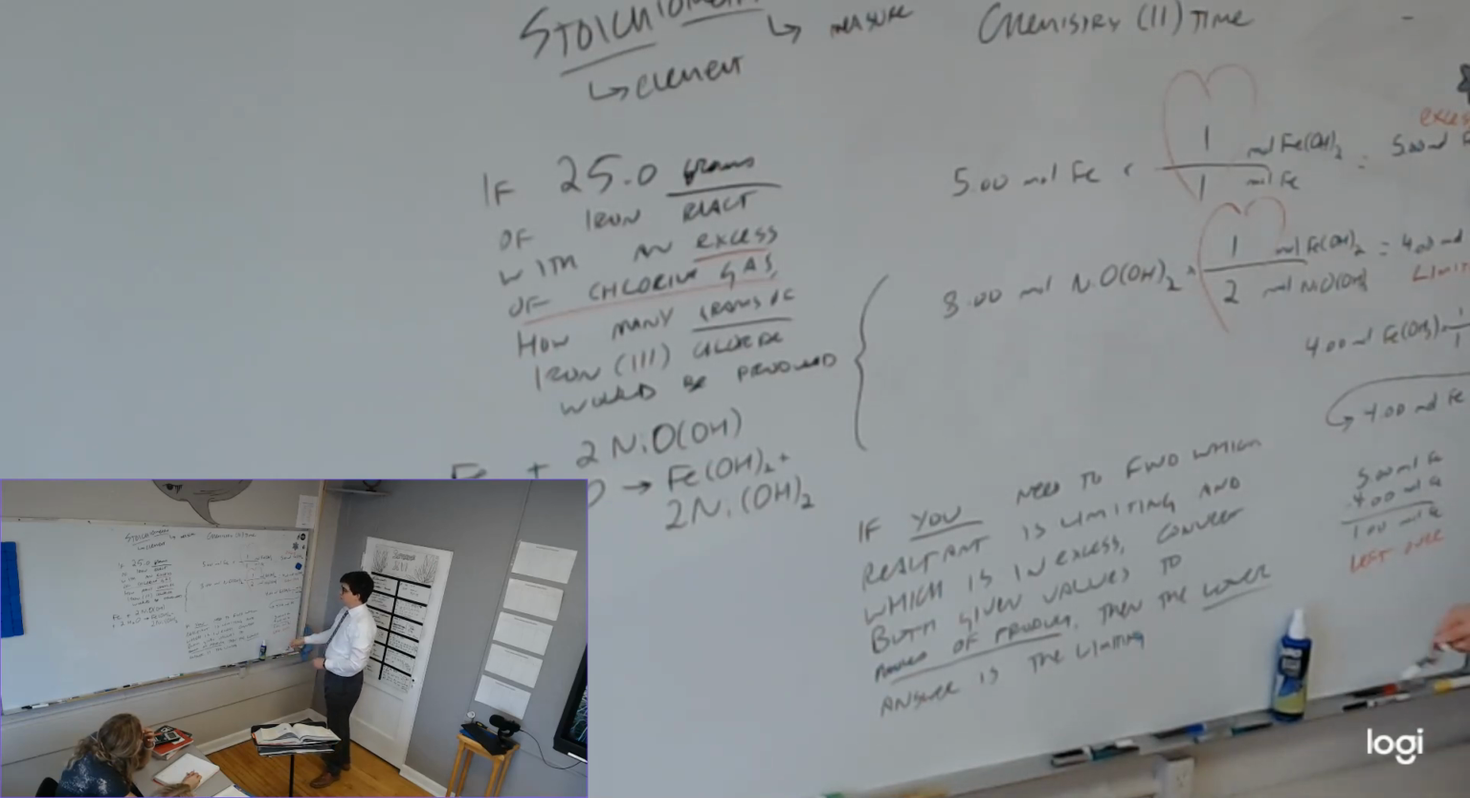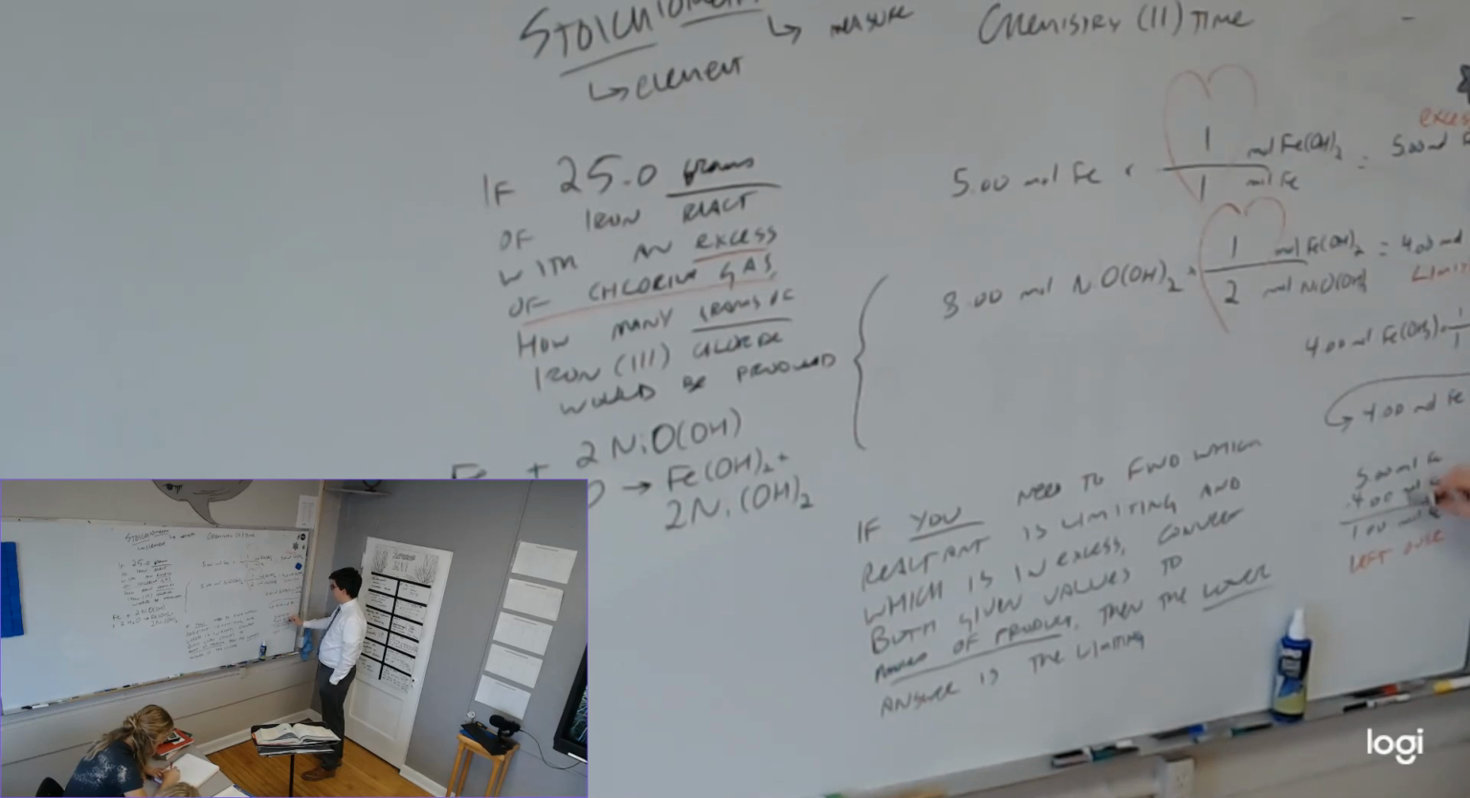So to find the limiting and excess, we convert both of the givens to the product in question. The higher one is the excess and the lower one is the limiting. And then to find how much in excess, how much is left over, we convert the amount actually produced by the limiting of the product to the excess reactant. Then we subtract that from how much we actually were given, and we are done.